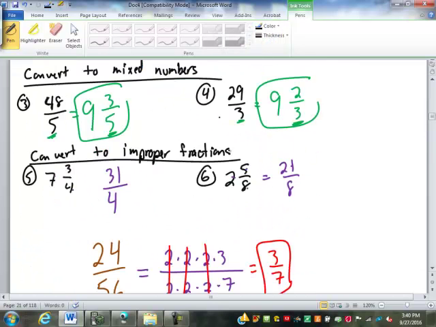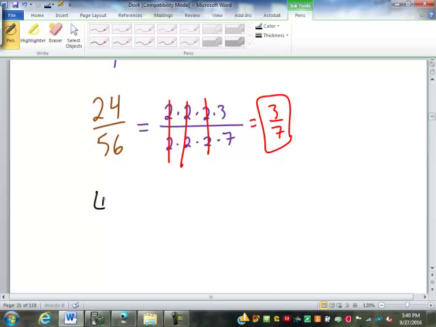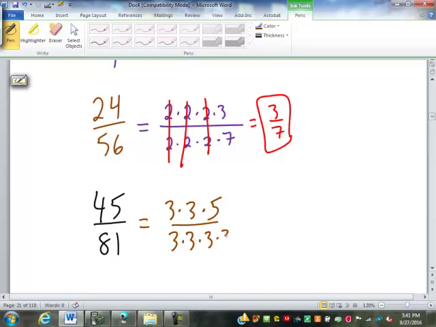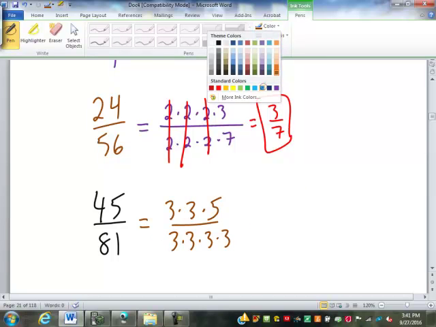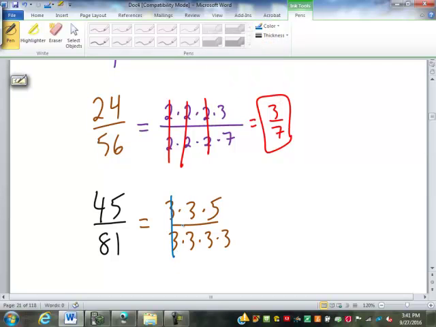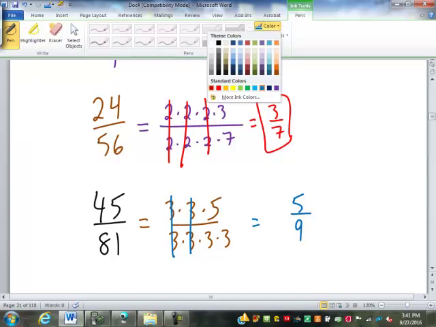The other one, the 45 over 81. If I factor those out, 45 is 3 times 3 times 5. 81 is 3 times 3 times 3 times 3. If we cancel out what's in common, cancel out a 3, cancel out another 3. What we're left with is 5 on top, 3 times 3 on bottom, which is 9. Which is what we got for when we reduced those fractions.